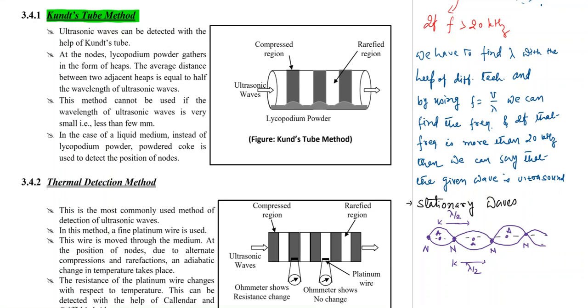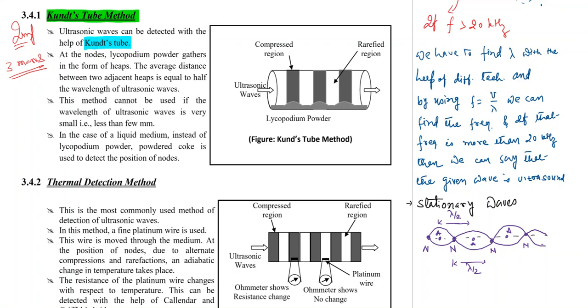Let us read this one by one. It is important for 3-mark questions in the GTU examination. Ultrasonic waves can be detected with the help of the Kunz tube. Now see, this is the Kunz tube technique.